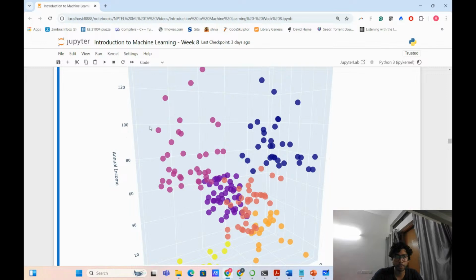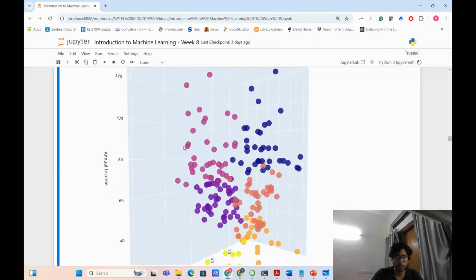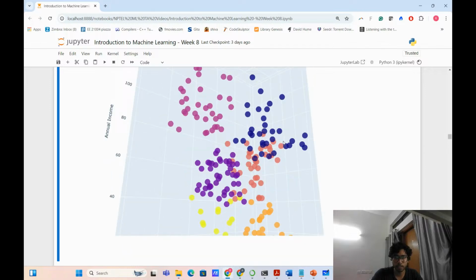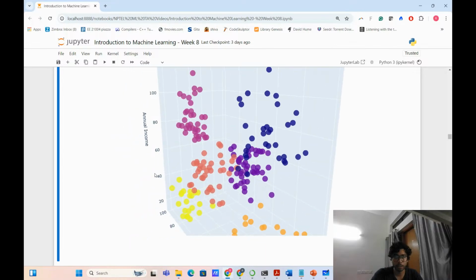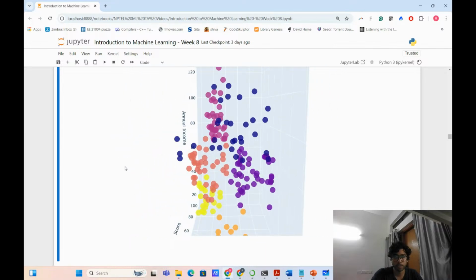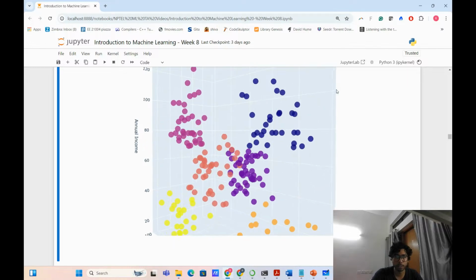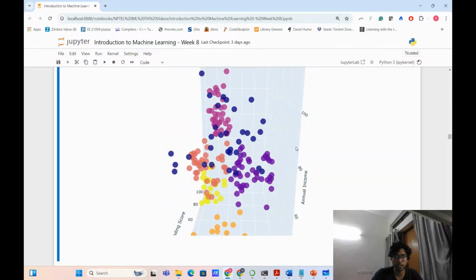So you can see these purple ones. These are the clusters of people with higher annual income, and what is this? Let me see the x-axis. The x-axis is probably age. So higher annual income, and I guess lower spending score, and lower age, or yeah, I guess. So you have to see this using this.